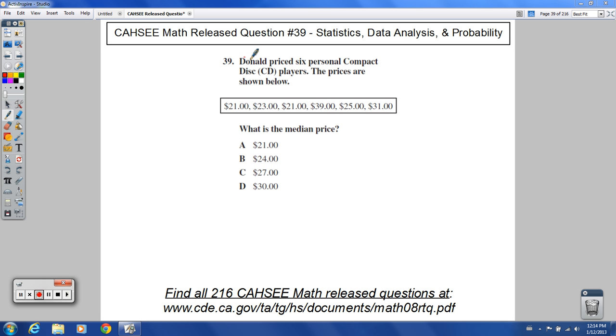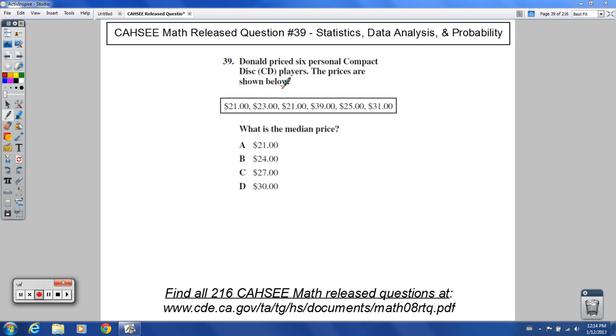So 39, it says this: Donald priced 6 personal compact disc players. Ooh, we're getting old, we're dating ourselves here, about a CD player. I don't know if any of you still have a CD player, but you got all your MP3 players and smartphones and everything's right on there, ready to go. But we're going to pretend we got some CD players.